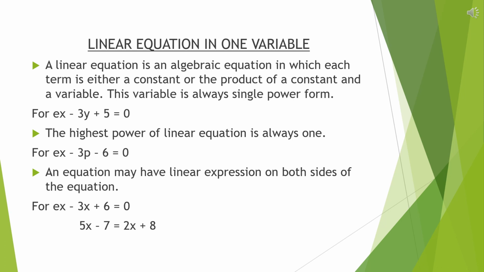Third, an equation may have a linear expression on both sides of the equation. For example, 3x plus 6 equals 0. In this equation, the unknown variable is present in LHS. Next, 5x minus 7 equals 2x plus 8. Here, the unknown variable that is x is present on both sides of the equation.